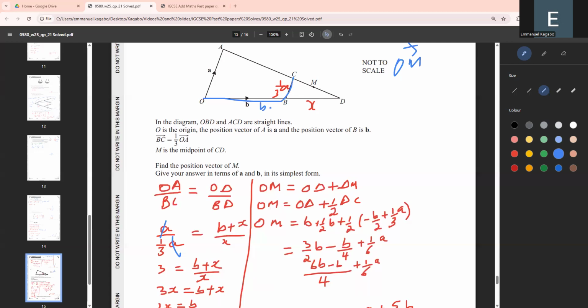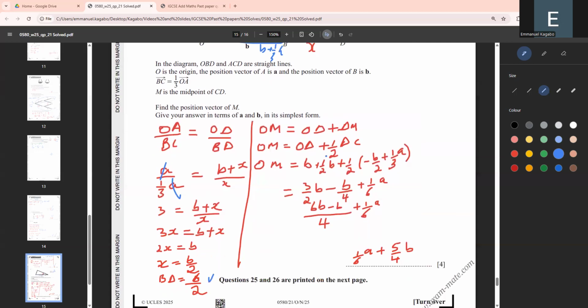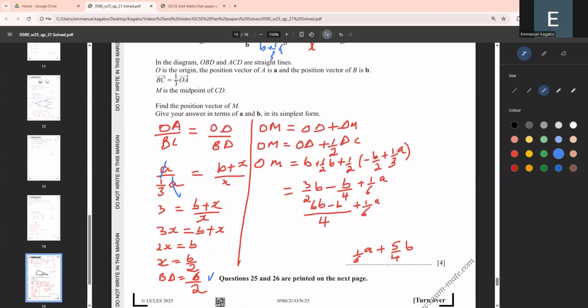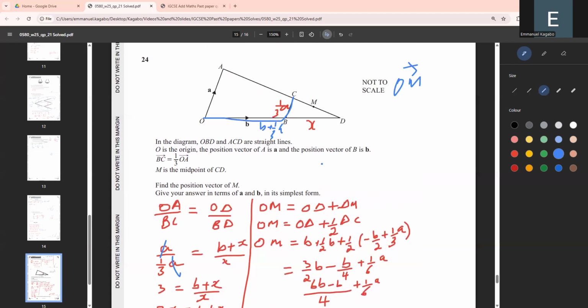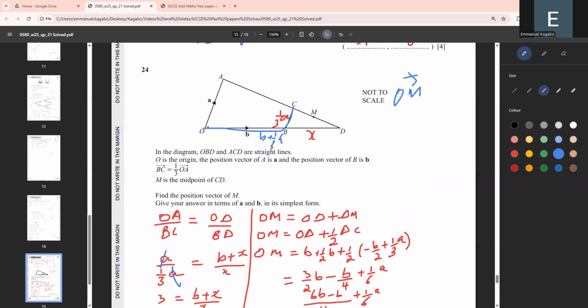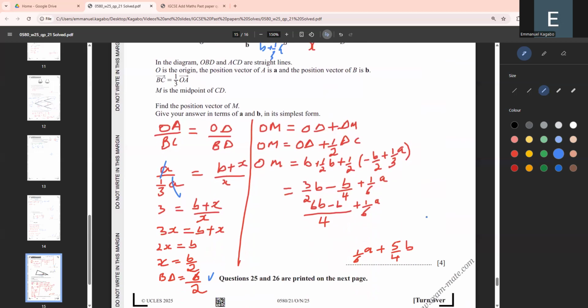So which is B plus a half A, 1 over 3A, okay? Very good. So OM will be equal to OD, which is B, plus that. The remaining thing is simplifying. I hope you have seen what I have done. It is this, then go this side, okay?